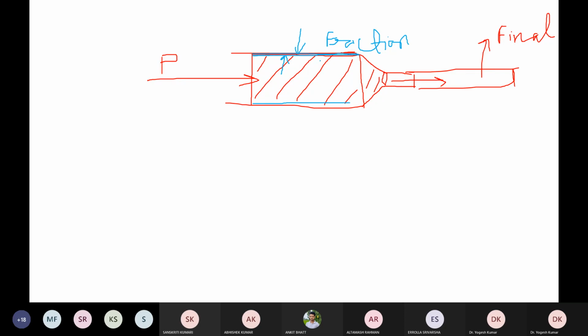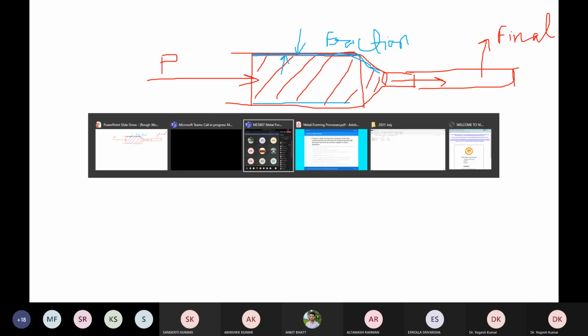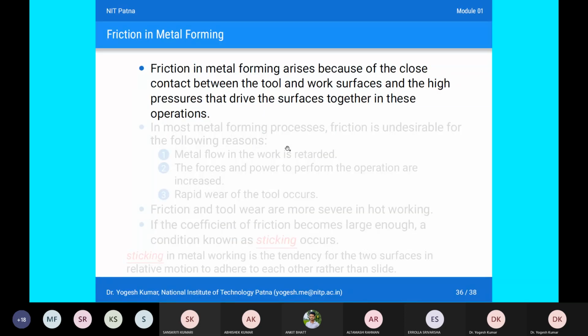Okay, so why is this friction arising? This friction is arising due to the close contact between the tool surface and your work part surface, or the surface of your metal block. In this portion you can see whenever your work part is trying to slide or flow in the desired direction, your contact with the tool part is opposing the flow of your material. Let me come again to the slide.